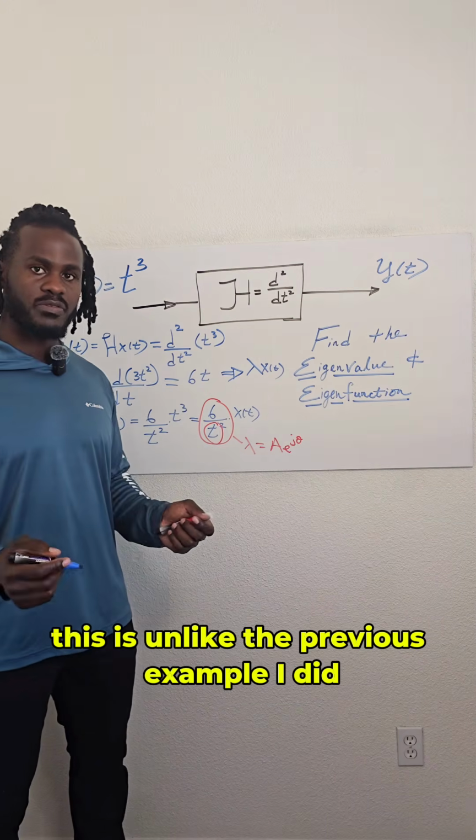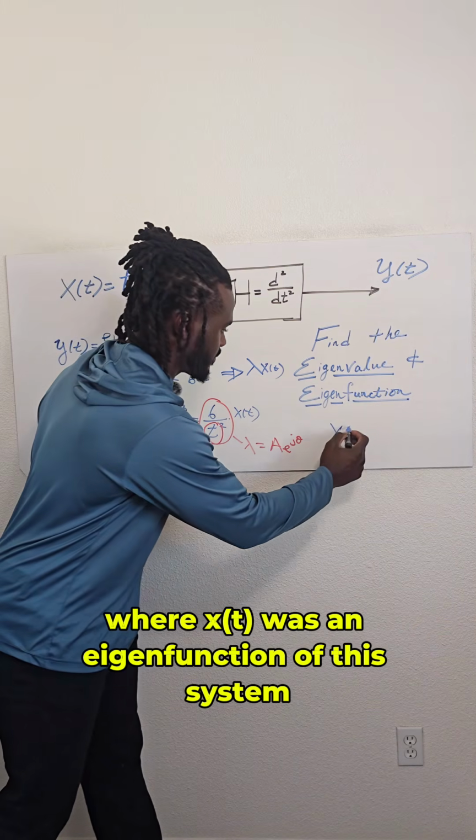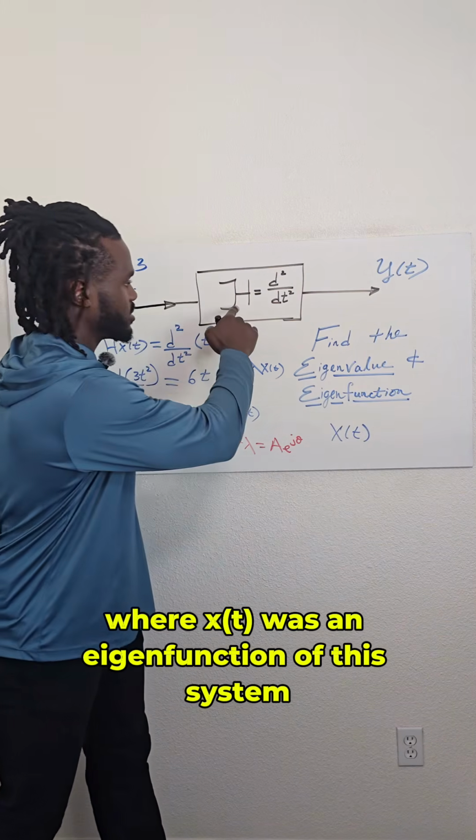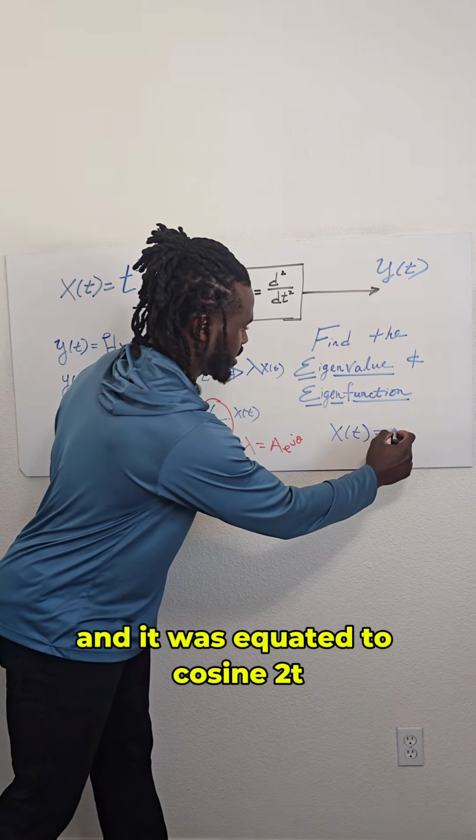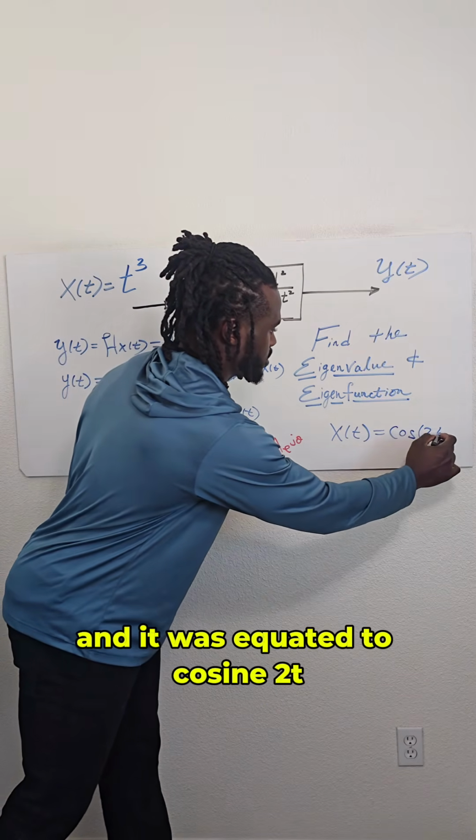This is unlike the previous example I did where x of t was an eigenfunction of this system and it was equal to cosine 2t.